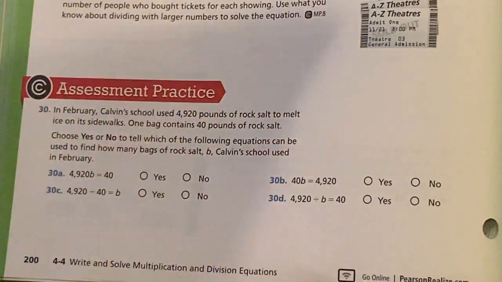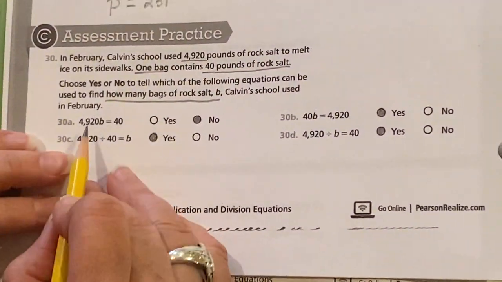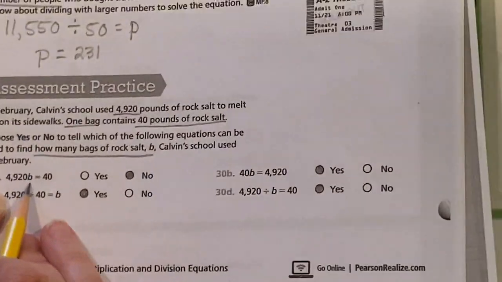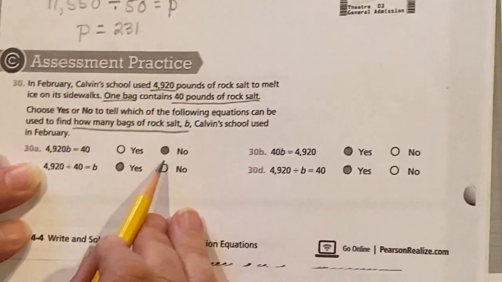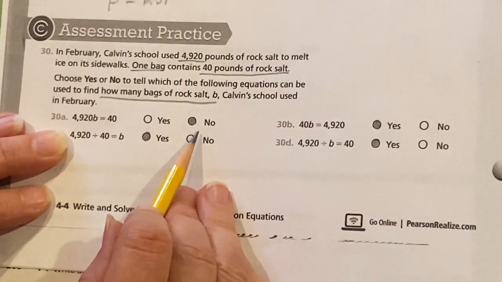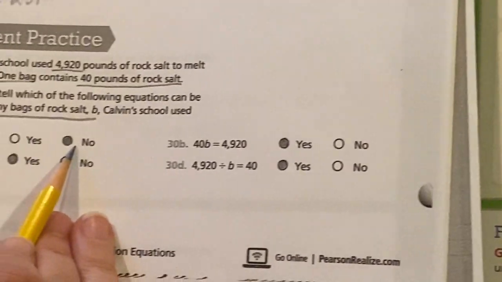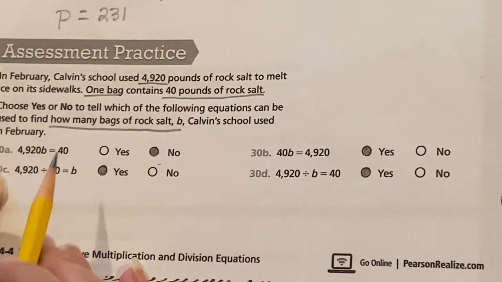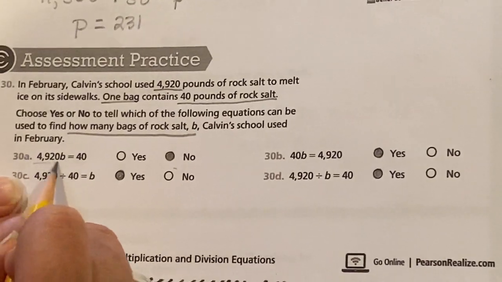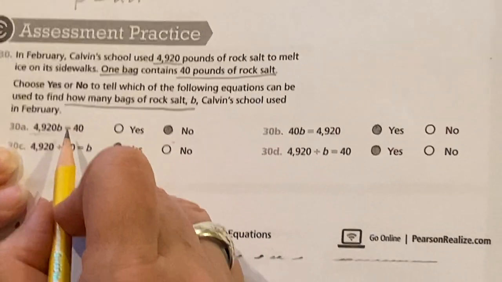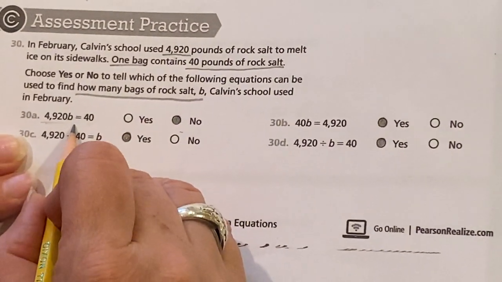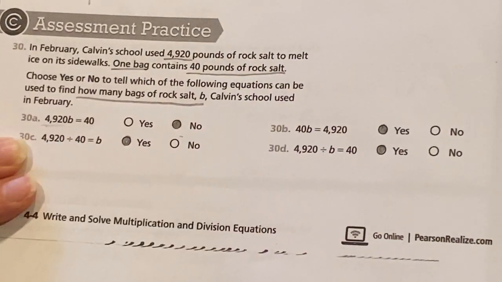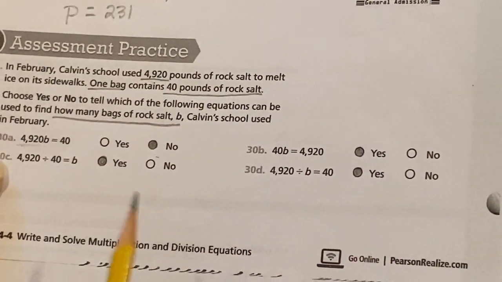Okay. So 4,920B equals 40? No, that does not work. Okay? Because it doesn't make any sense at all. This is the number of pounds times B could not equal 40. Okay? All right.